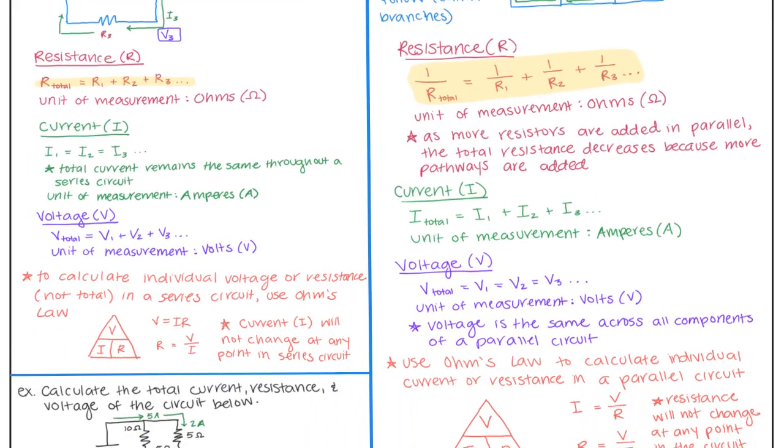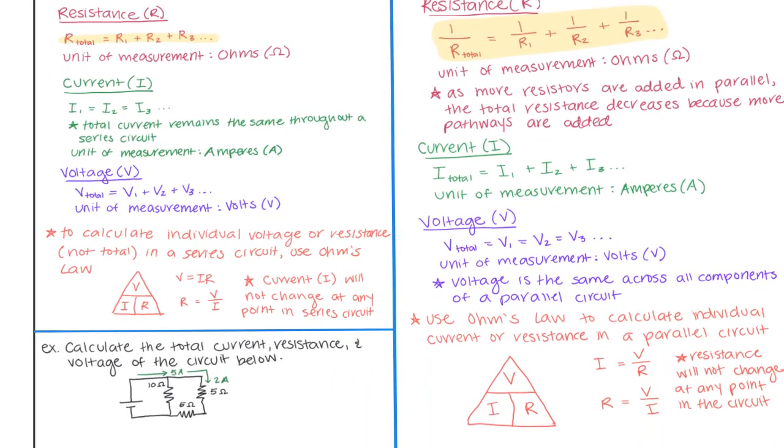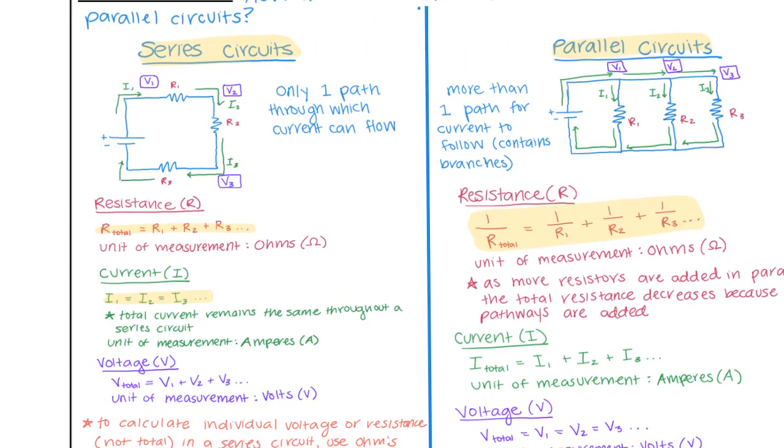All right, moving on to current. Now you will notice that current is also going to be different and calculated differently depending on the format of the circuit. In a series circuit, the current is going to be the same no matter where you are in the circuit. So you'll notice I've added these different little points across the circuit.